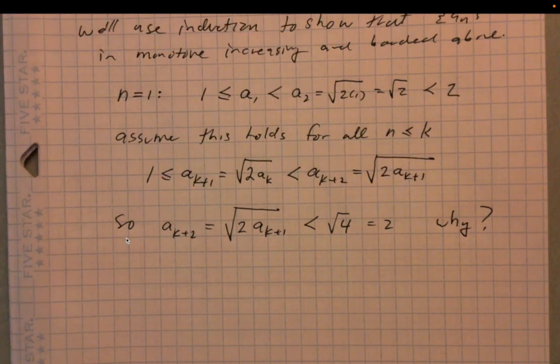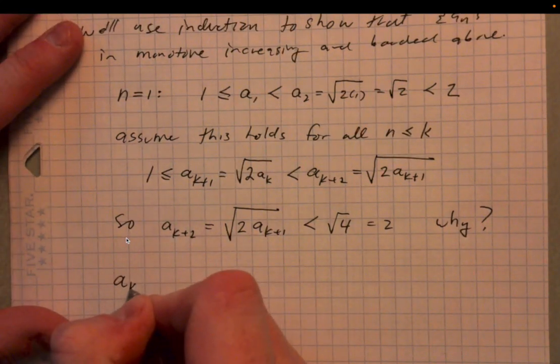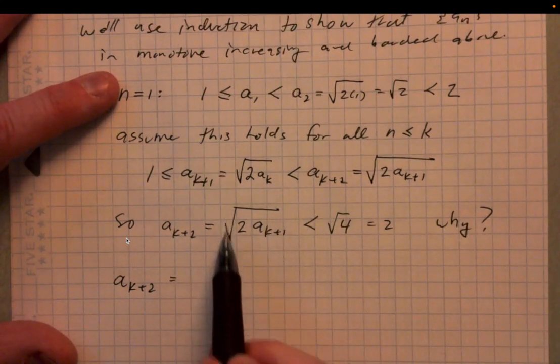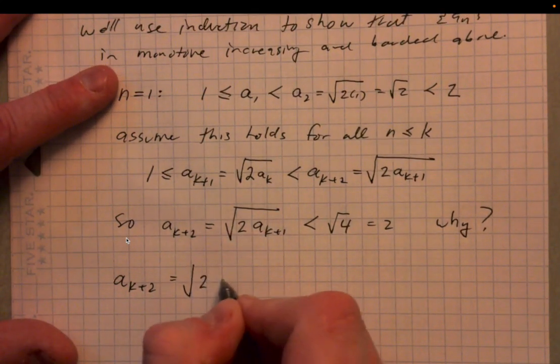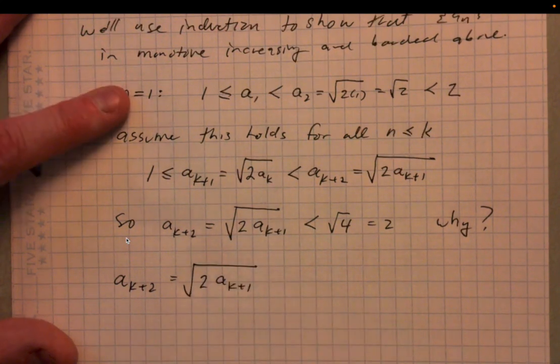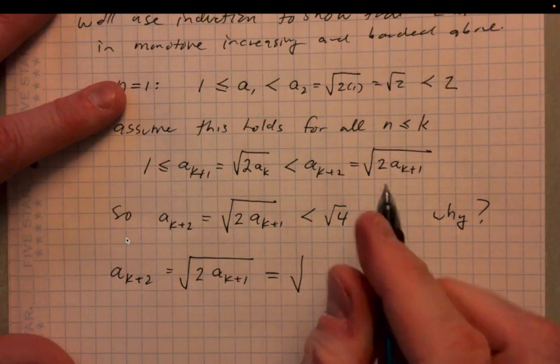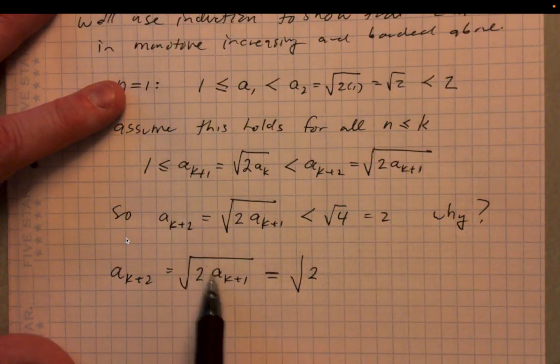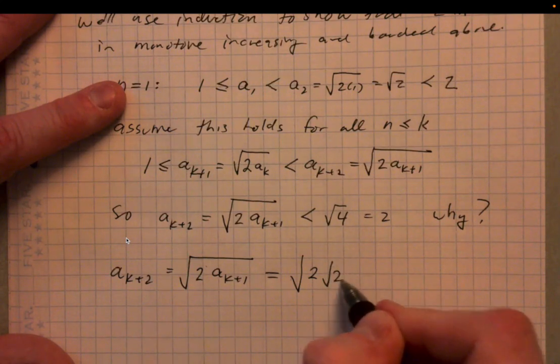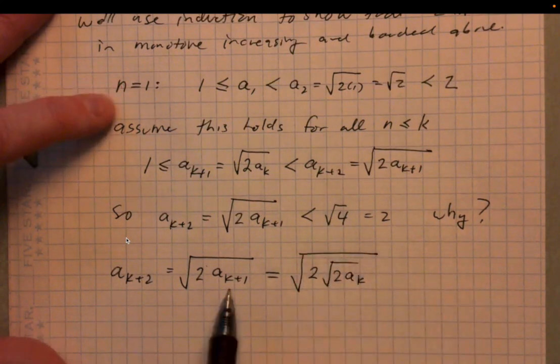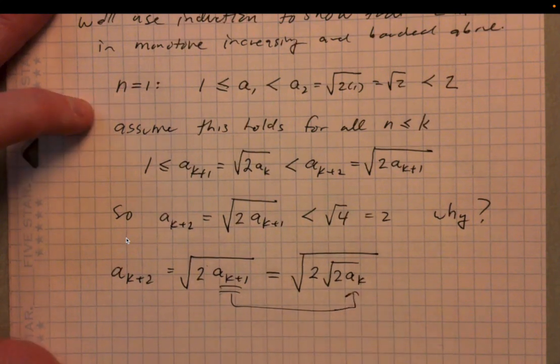Why is this? Well, let's break this term down. This is the step where we actually prove the thing, right? We're going to use the induction hypothesis, and we'll step forward into this case and see that it must hold everywhere. Okay, so what is a sub k plus 2? Well, it's defined to be the square root of 2 times a sub k plus 1. And we can think of that also as the square root of 2 times the square root of 2 times a sub k. So this piece here can be stepped back.